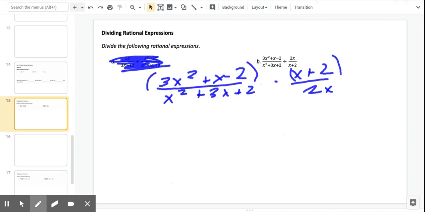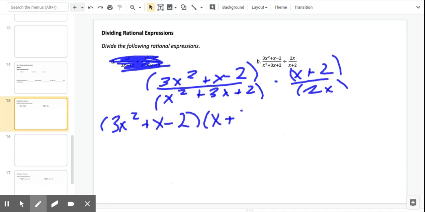So we did keep change flip. Now we're going to group everything together and multiply across the numerators to get 3x squared plus x minus 2 times x plus 2 over, I'm going to put this 2x in front, if that's okay with you, just because it's a monomial and I like the monomials in front.